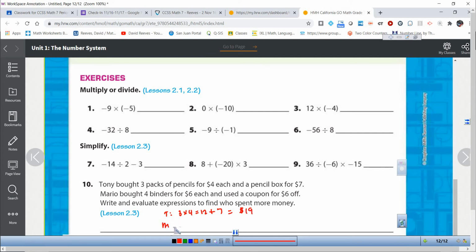Then we have Mario. 4 times 6 is $24. All right, but he then used a coupon for $6 off, and 24 minus 6 is 18. All right, so it was looking like Tony was going to be spending more, but that $6 off made a huge difference. All right, so who spent more money? That would be Tony spent more money by $1. All right, okay.